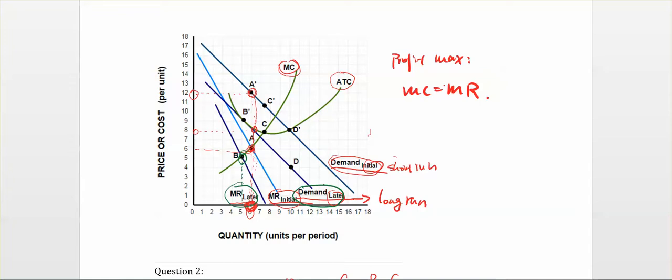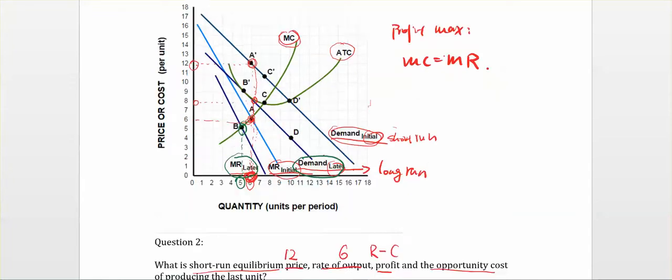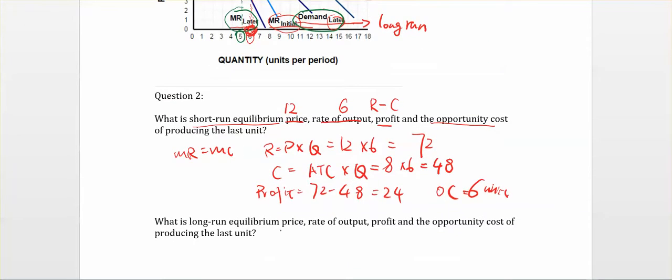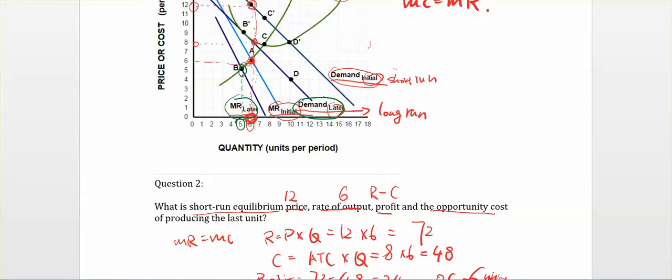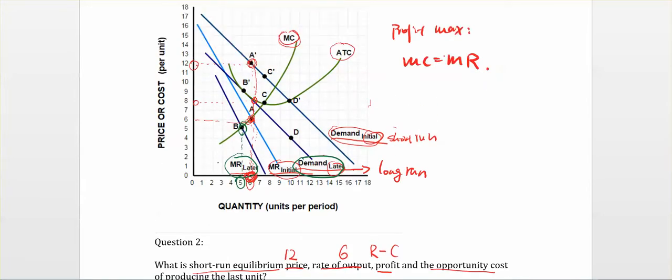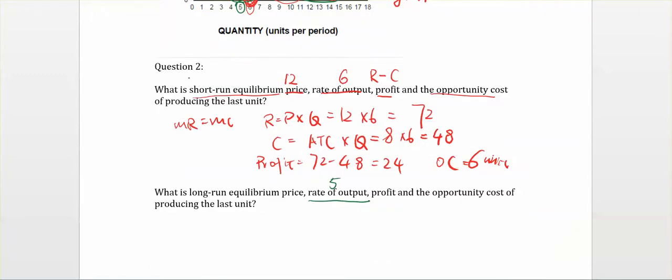At this point, the equilibrium output is 5. So the rate of output is 5. How about the price? In order to answer the price, we need to go back to look at our later demand curve, corresponding to 5 output. The later demand curve gives us B prime, corresponding to $9. So the optimal price is $9.